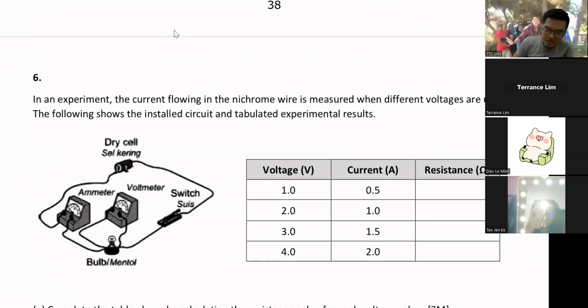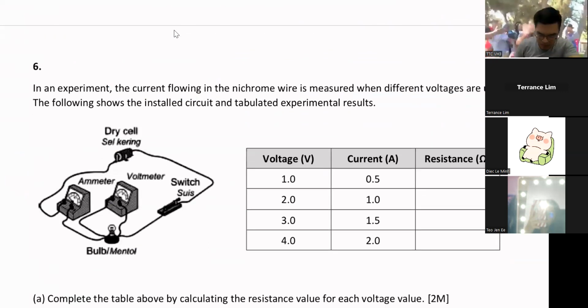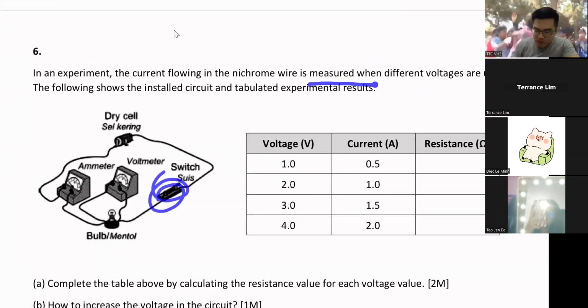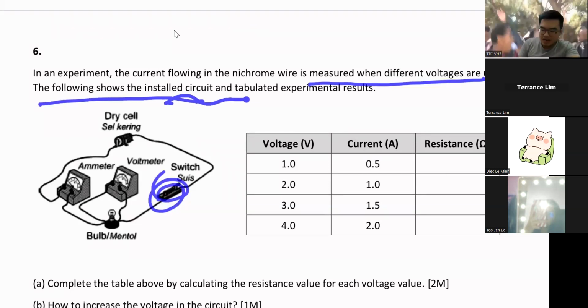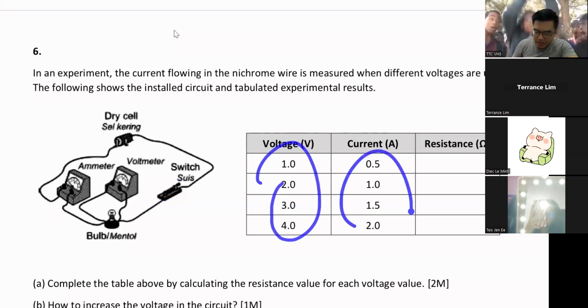Number 6, the current flowing in the nichrome wire is measured when different voltages are used. The following shows the circuit installed and the tabulated experimental results. So you see, this is the V, this is the I.